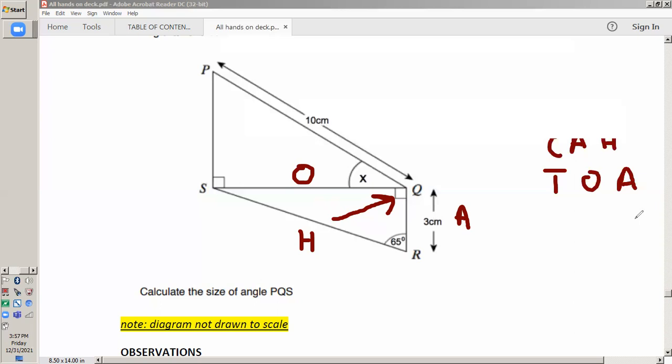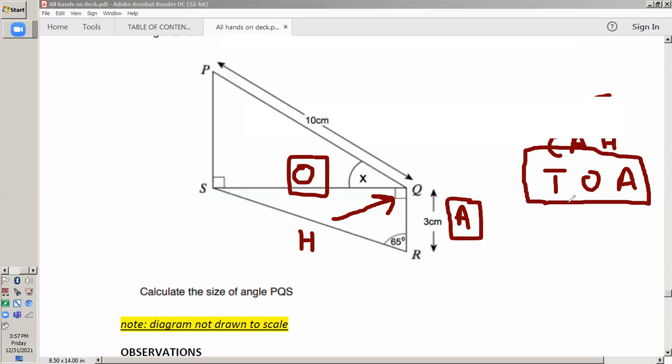I always tell students, look for what you have. What do we have? We have A, which is the adjacent. Clearly sine is out because sine doesn't have an adjacent. Now, which side do we want? Do we want H or do we want O? We want O. So which trig ratios have O and A in it? Yes, you are correct: tangent. So we're going to use tangent.